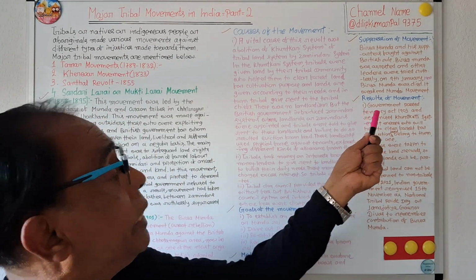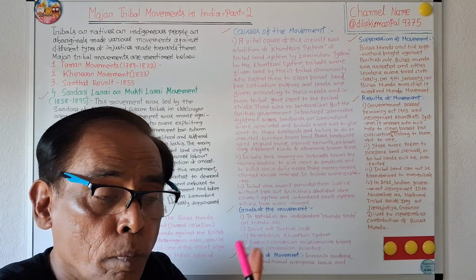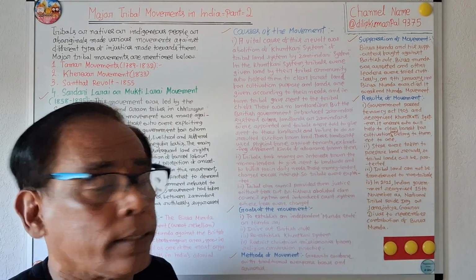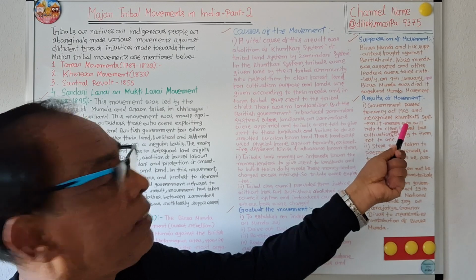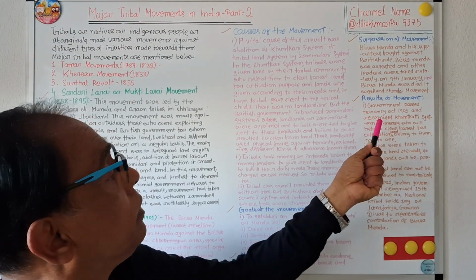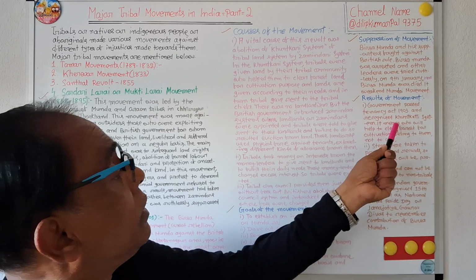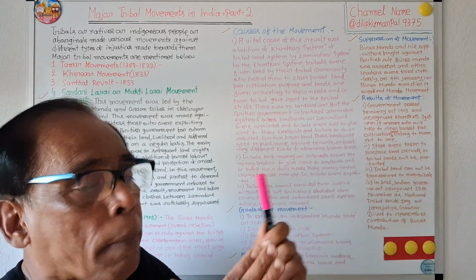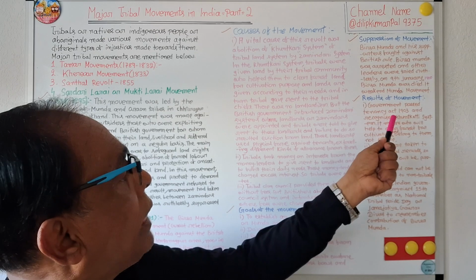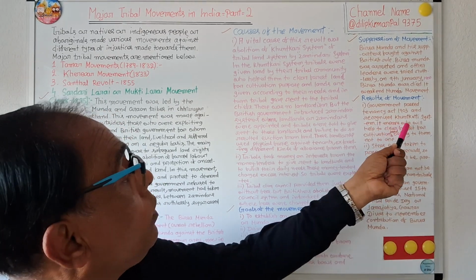Now we'll discuss the result of this movement. What was the result of this movement? No doubt this movement was weakened, but what was its result? Number one, the government passed the Tenancy Act of 1903 and recognized the Khuntkati system.